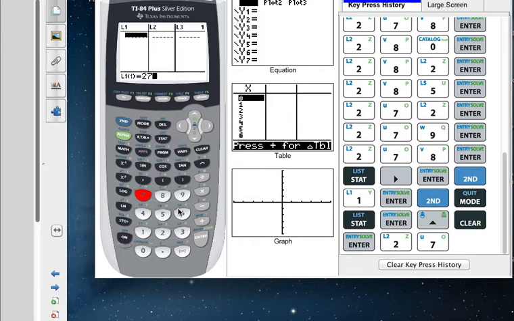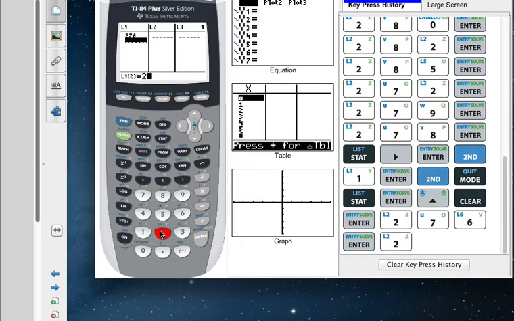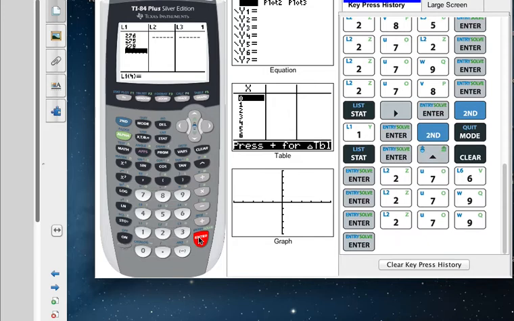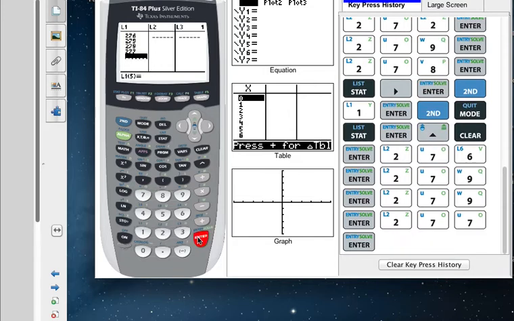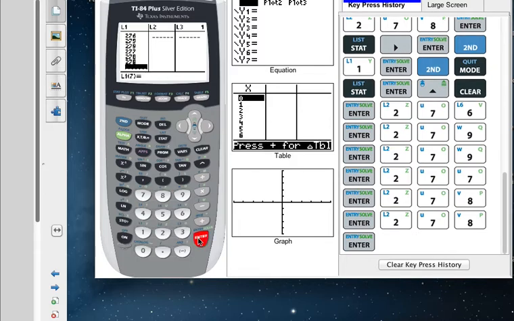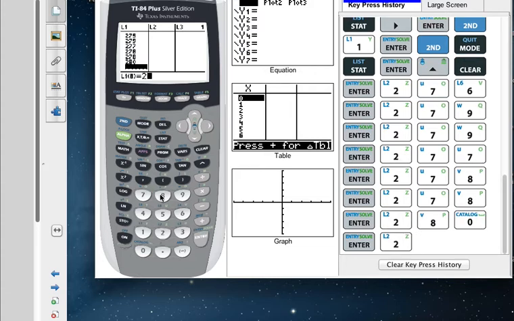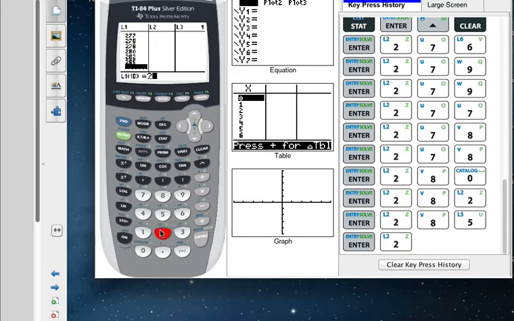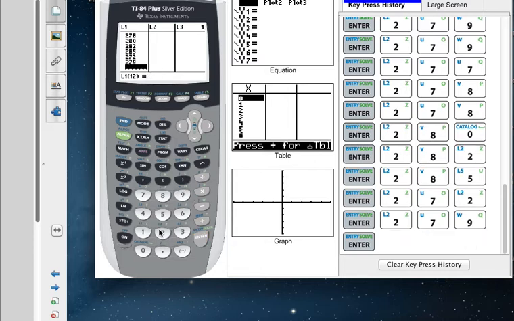276, enter. 279, enter. 279, enter. 277, enter. 278, enter. 278, enter. 280, enter. 282, enter. 285, 272, 279, and 278. All right, make sure you push that last enter.